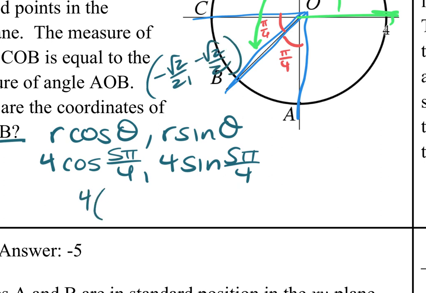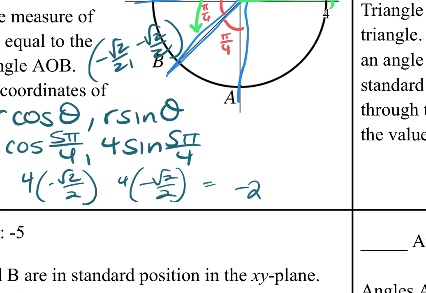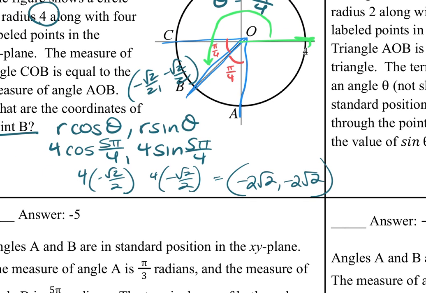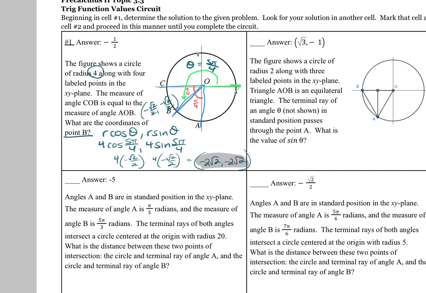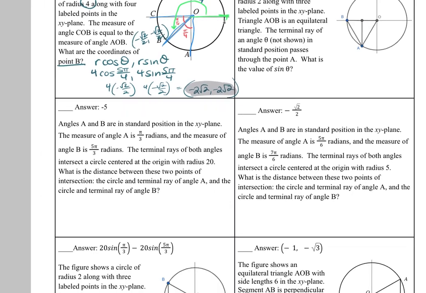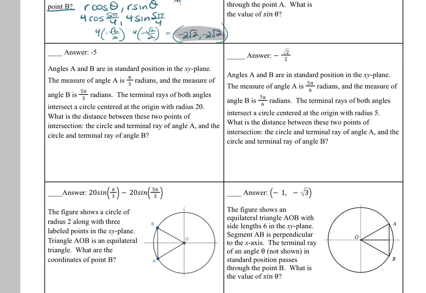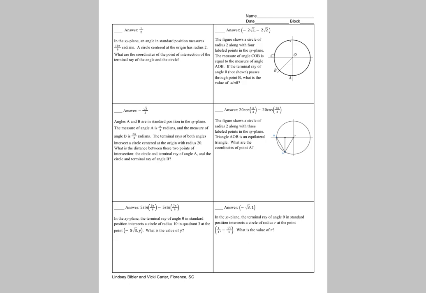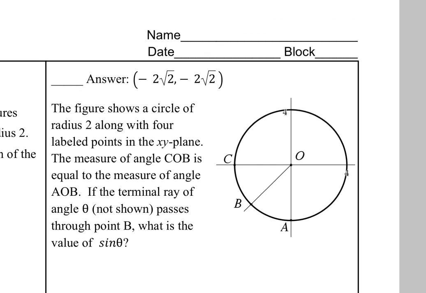So this is 4 times negative root 2 over 2, and 4 times negative root 2 over 2. And I end up getting negative 2 root 2 and negative 2 root 2. So that's the answer to number 1. That tells you I have to go find that answer, and that will be my number 2. So you see at the top of each of these boxes has answers. On the second page on the right, there's the answer from number 1. So I write number 2 in here.